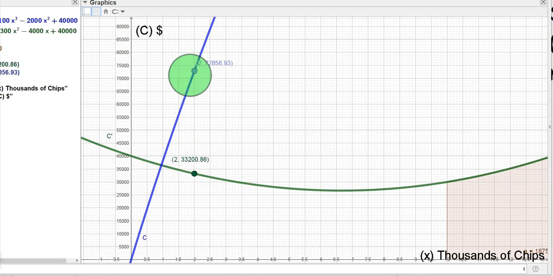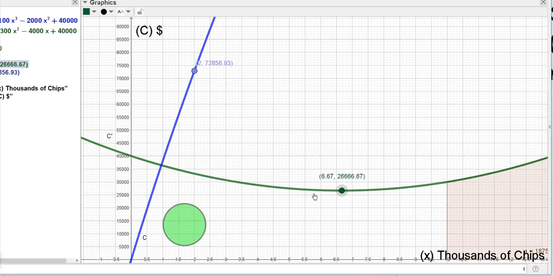A good analogy would be speed. 33 miles per hour: for every increase in hour, you go 33 miles. In this particular case, for every one increase in chip, the cost is going up by $33. Now, I do want you to notice something about this graph, even though this isn't going to be the question, but there is a sweet spot here. If we drag this point down, we can see that the marginal cost actually goes down for a while before it starts going up again.